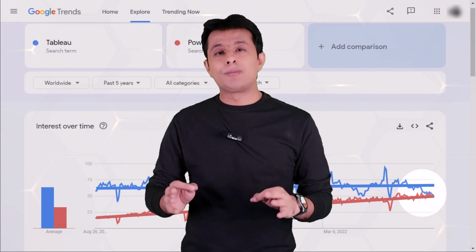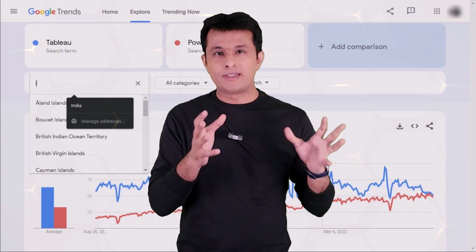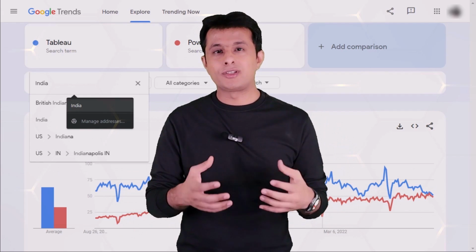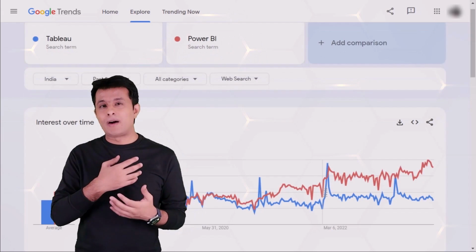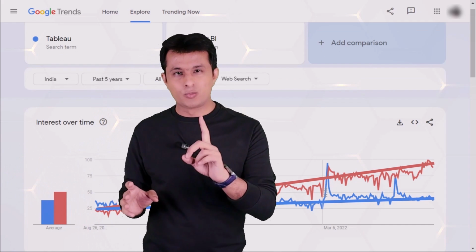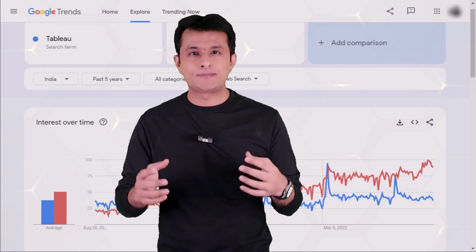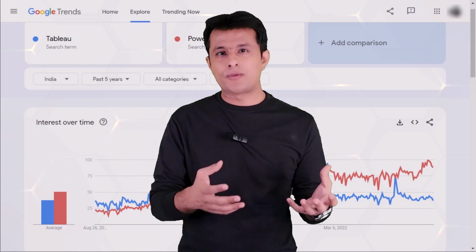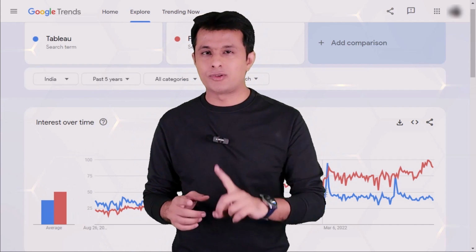If you talk about the biggest countries in the world, if I talk about India right now, in terms of population, in terms of IT engineers, Power BI has already crossed the market and it is pulling up like anything. So that is one study which you can always remember. If you're choosing between other software as well, Google Trends is one option you can pick up.